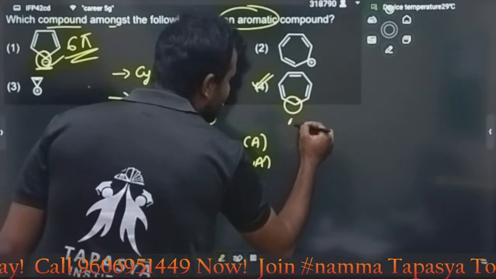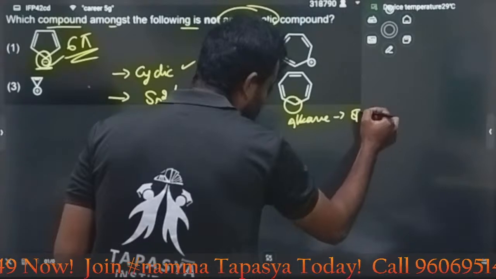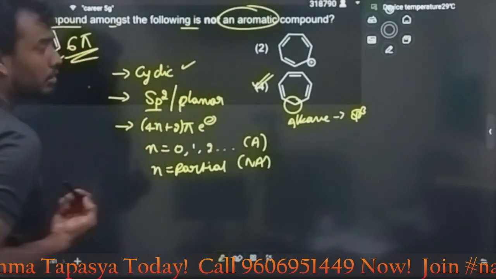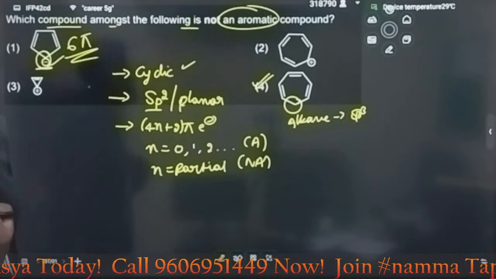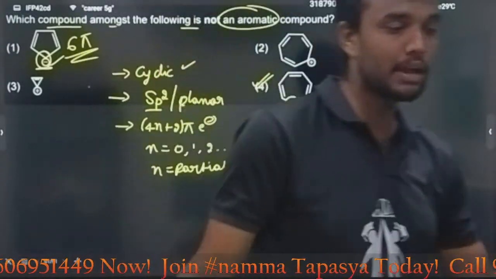Why? Here you have an alkane, my dear bacho. What is the hybridization of an alkane molecule? It is always sp3. Then this compound is an example for non-aromatic. This is also an aromatic compound. If you come for this also, this is also an aromatic compound.